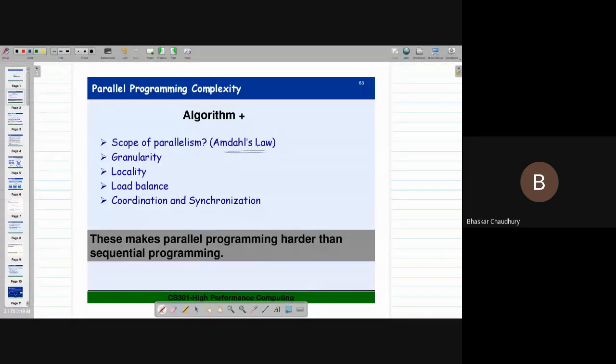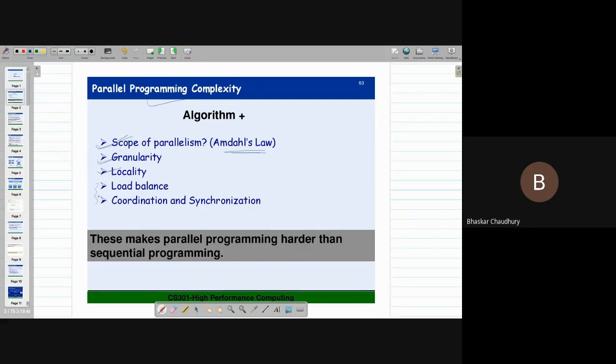This slide actually summarizes the complexity of parallel programming. In the previous lecture, we have already seen that the first thing to be done is to identify the scope of parallelism, and Amdahl's law plays a very important role. We have also understood the concept of granularity. We also know the concept of locality. And these are the two important concepts which we'll learn gradually.